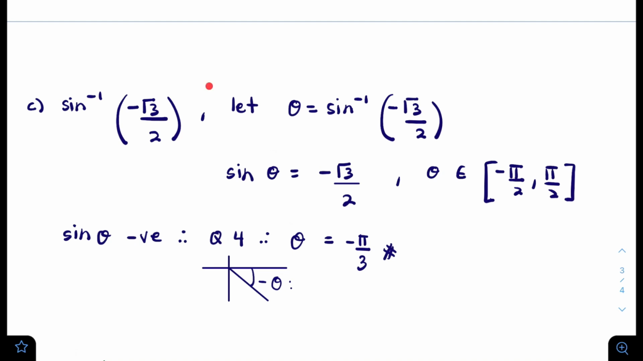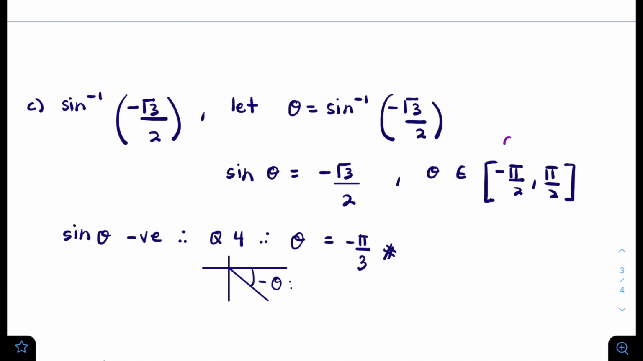Again, the first thing, you let any unknown. Now over here, I want to put it as theta. It's just an unknown. Madam, can I put it as x? You can always put it as x. If you want to put it as y also, that is okay. So let theta equal sine inverse of negative square root of 3 over 2. Then sine theta is equivalent to negative square root of 3 over 2. Again, remember your theta here, because it is an inverse function, should be between negative pi over 2 and pi over 2.